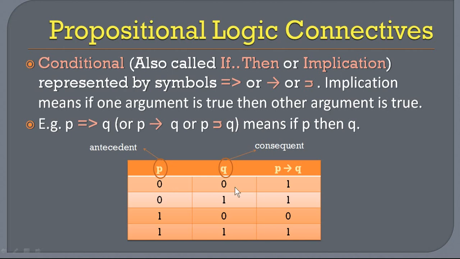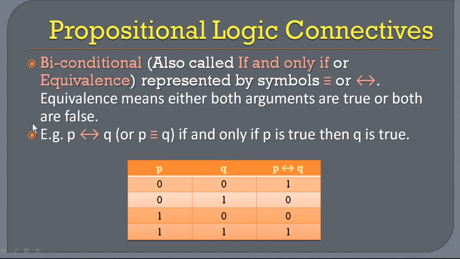Now you can see 0 and 0. First condition is 0, second condition is also 0. Then the implication, that is the conditional operator, will be 1. 0 and 1 is 1. 1 and 0 is 0, but the last one, 1 and 1, is 1. So you can see only 1 0 gives 0. If the antecedent is 1 and the consequent is 0, then the result will be 0. Otherwise, the remaining will be 1. So remember that: P value is 1 and Q value is 0, only that condition gives 0. Otherwise, all the other conditions will be true.